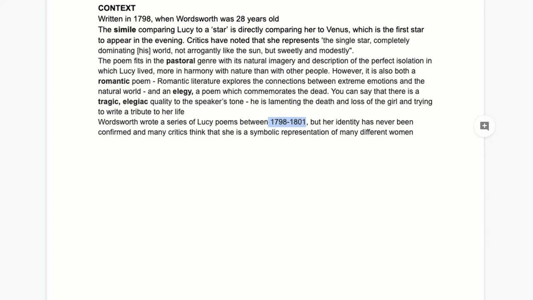So as a final thing with this one, you can do a couple of exercises. I'm going to just write these here. So further reading would be romantic poetry, romantic genre, pastoral genre. What else did I say to do? Lucy poems. So for further reading, have a look at that.